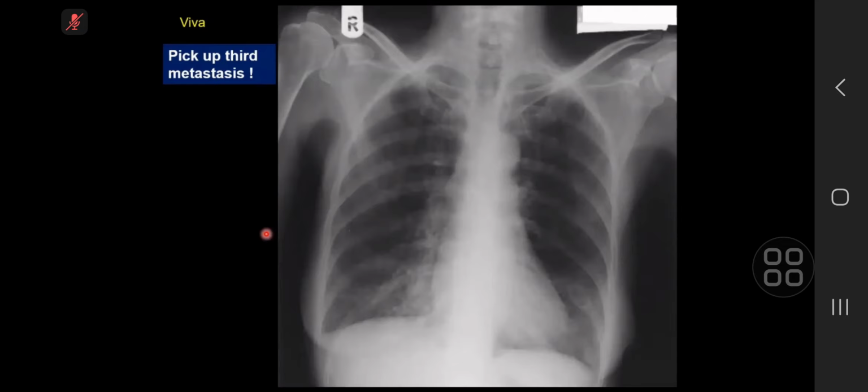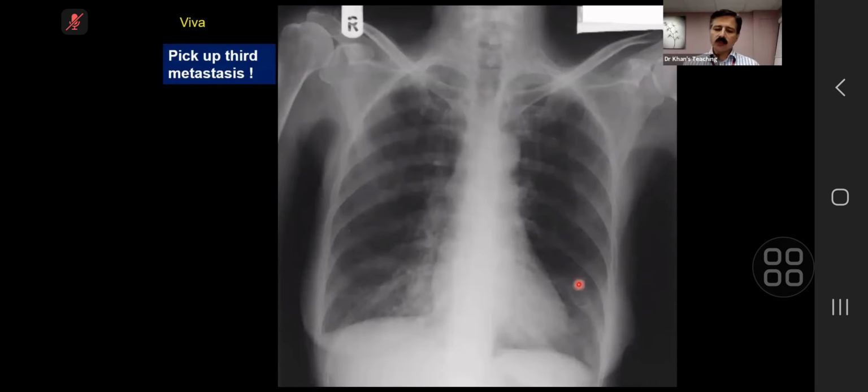Hello? Yes, we are listening, please. So I want you to pick up the third metastasis. Okay, bony metastasis. So there appears to be one in the left posterior rib and there's one projected over the right scapula.